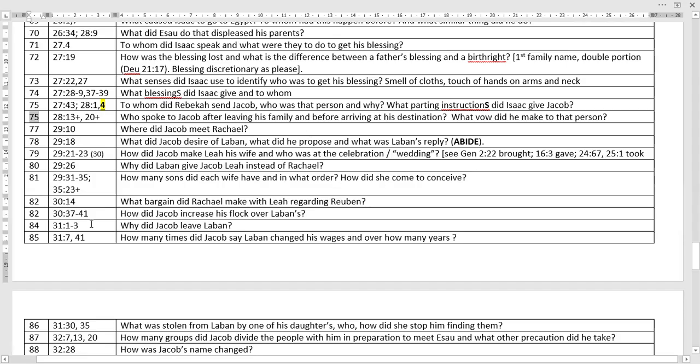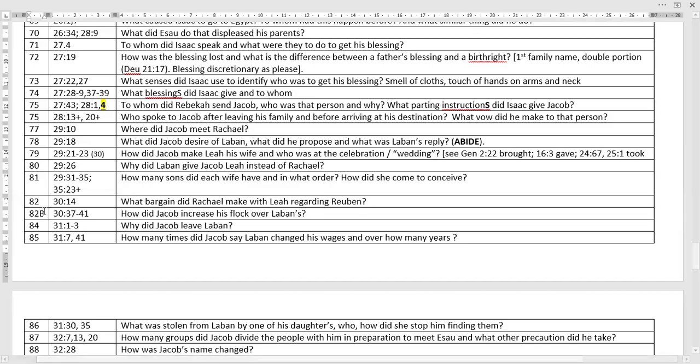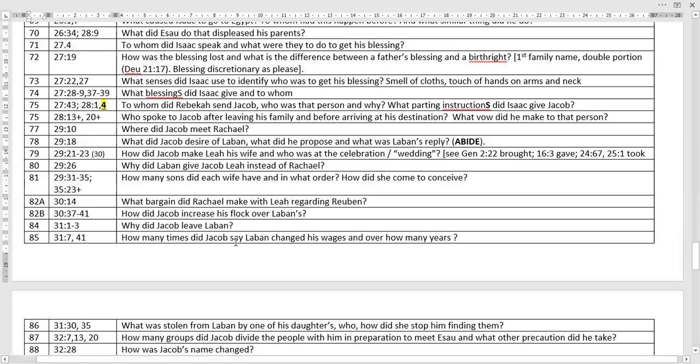So how did Rachel regarding Reuben? How many sons are that? Right, 82? Is that where I'm up to? What bargain? Right, 80. I've got two 82s here. I'm going to call this 82B before we come to do the questions, and 82A. Okay, so 82A: What bargain did Rachel make with Reuben?